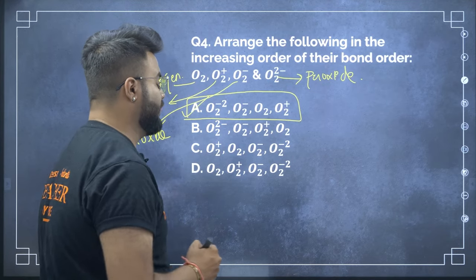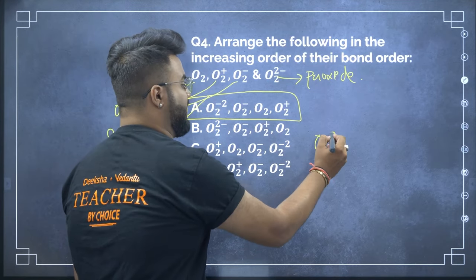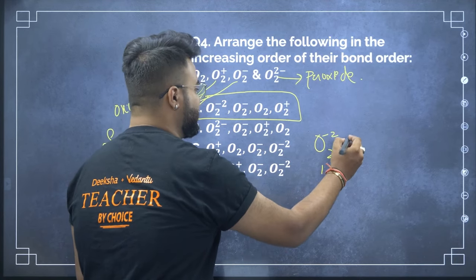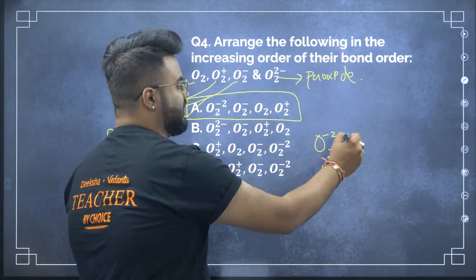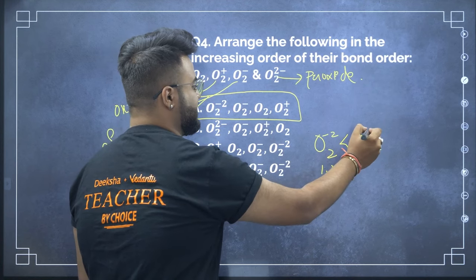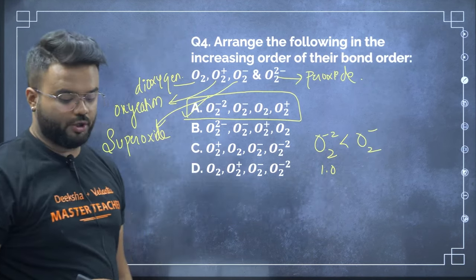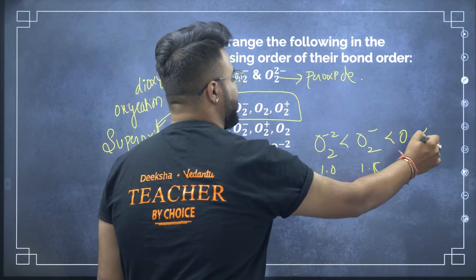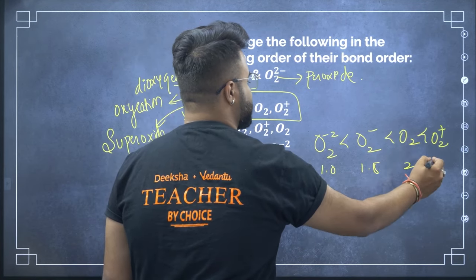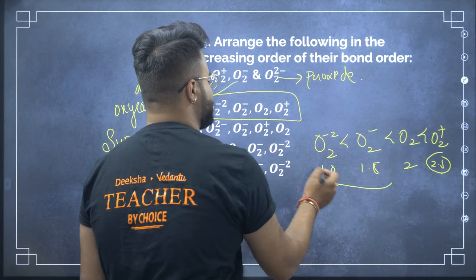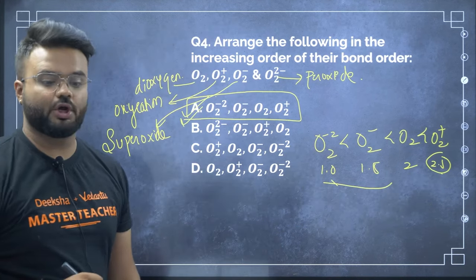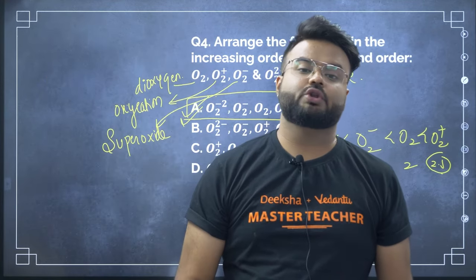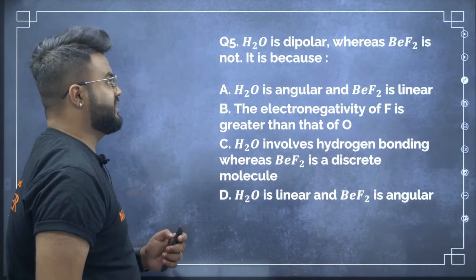But when I go with this, the bond order of O2 2 minus, peroxide, will be 1.0. Then O2 minus, that is superoxide, has a bond order of 1.5. Next, O2, and next O2 plus, it is nothing but 2.5. Therefore, this is your increasing order. Option A will be your correct answer. Clear guys? Understood?